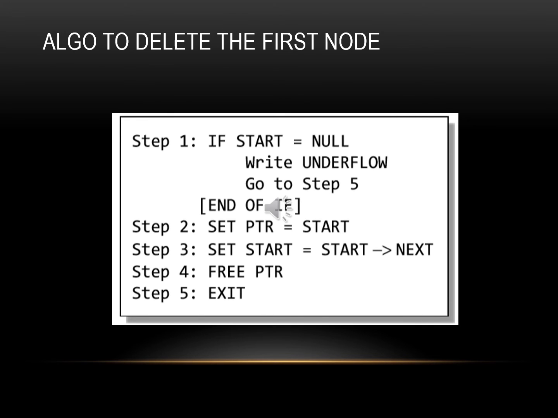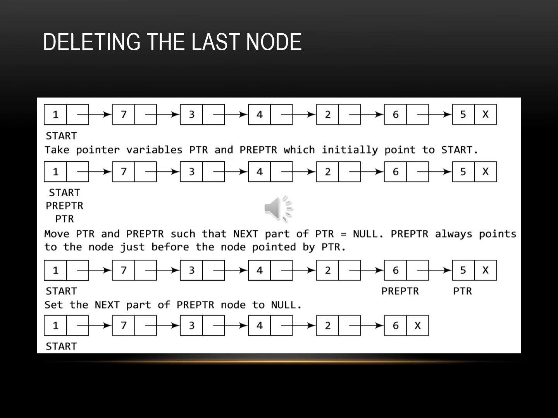Let us have a look at the algorithm. If start equal to null, start equal to null means no address is stored in the start variable. That means there is no node. So nothing can be deleted. So write underflow and go to step 5, that is exit. Otherwise we will take a pointer variable and set it to start, and start equal to start next means start will now store the address of the second node, and then we will free the pointer which stores the address of the first node.